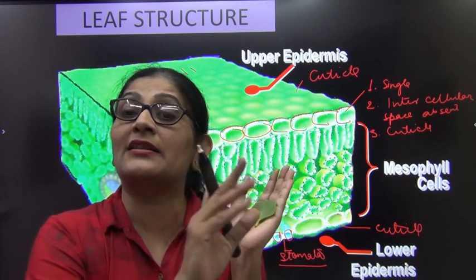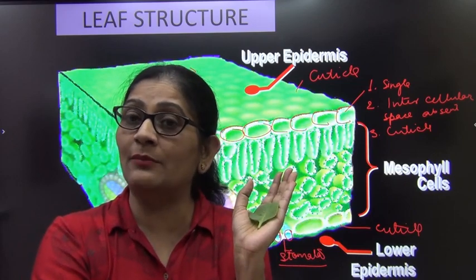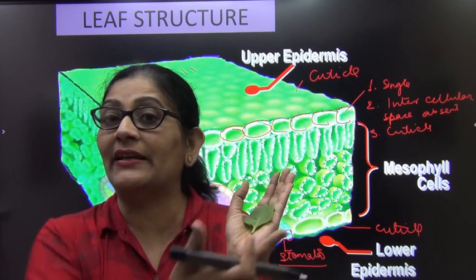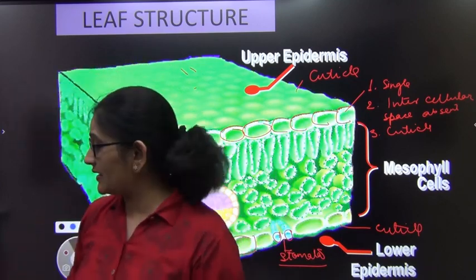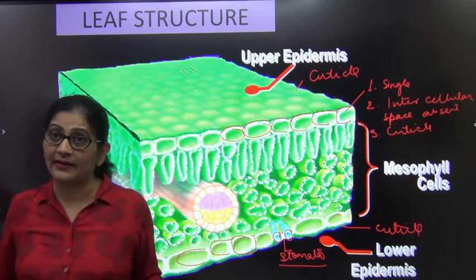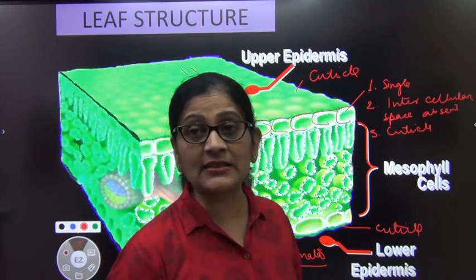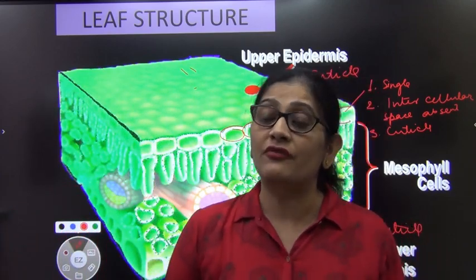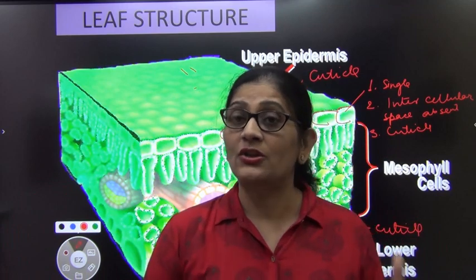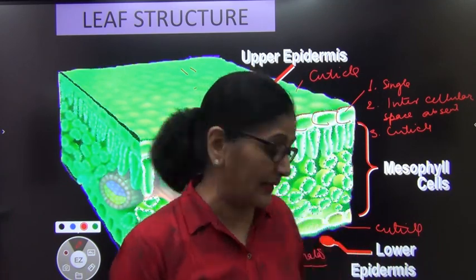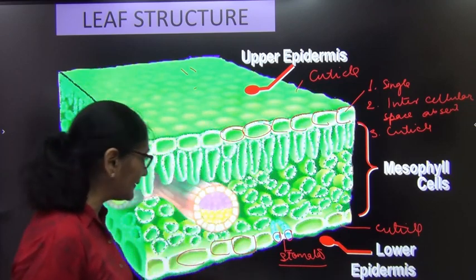नीचे के surface में रखने से एक तो water का loss कम होता है and हमें तो स्टोमाटा रखना ही था CO2 लेने के लिए. So this is how the leaf looks like. So right now what we are studying is the site of photosynthesis. Where does photosynthesis take place? So I told you photosynthesis takes place in the green parts of the plant.